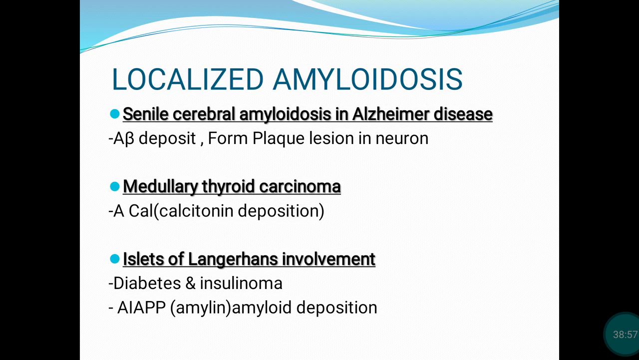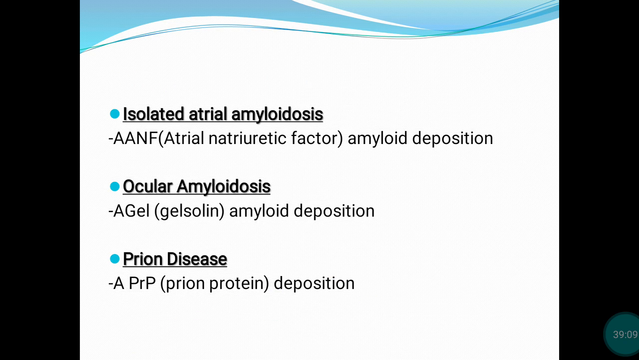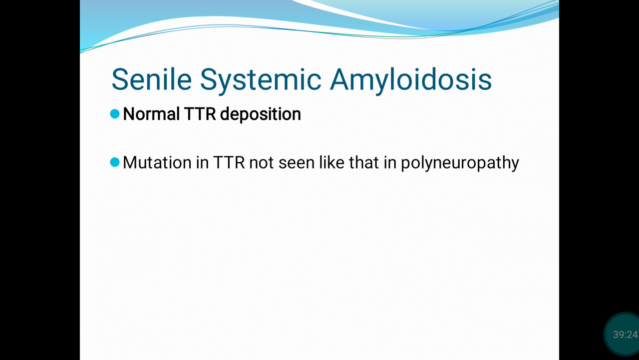In medullary thyroid carcinoma, there will be calcitonin deposition. In diabetes and insulinoma, because of excessive insulin, it can get accumulated, so it involves islet cells of Langerhans. Fourth one is excessive atrial natriuretic peptide that can get accumulated in the atrium, called isolated atrial amyloidosis. Ocular amyloidosis involves gelsolin deposition. And in the prion disease, there will be prion protein deposition. In the senile systemic amyloidosis, the transthyretin that gets deposited is the normal one, not mutant, like that in polyneuropathy.